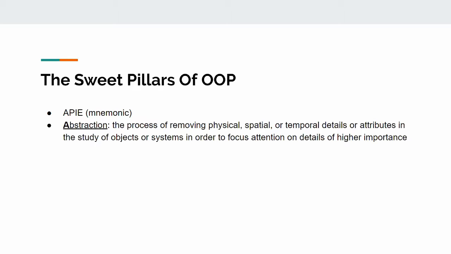We have the A, abstraction. So I will read the definition. The process of removing physical, spatial, or temporal details or attributes in the study of objects or systems in order to focus attention on details of higher importance. So, definitions are always so packed. Let's unravel this a little before moving on. It says the process of removing details when studying objects in order to focus on higher importance.